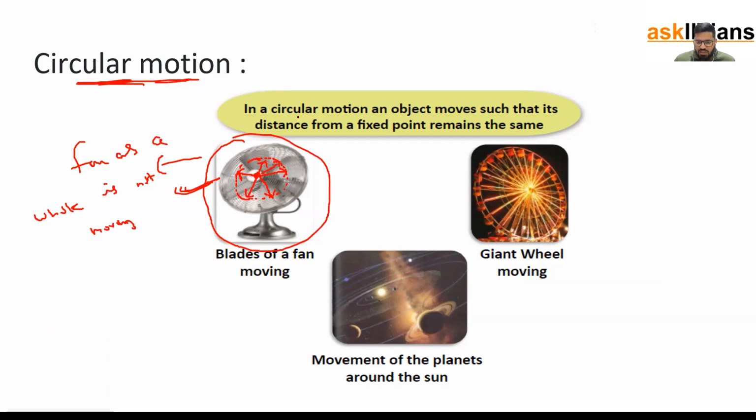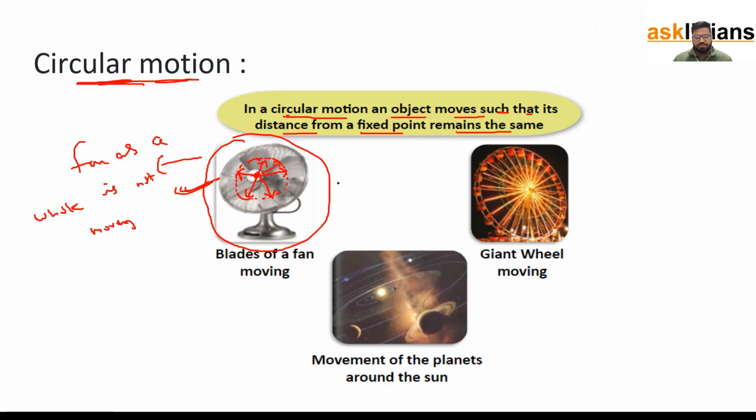Getting my point? So what is circular motion? You can see that in circular motion, an object moves such that its distance from a fixed point remains the same. So whenever the distance of an object from a fixed point remains the same and it is doing some kind of motion, then that will be considered under circular motion.